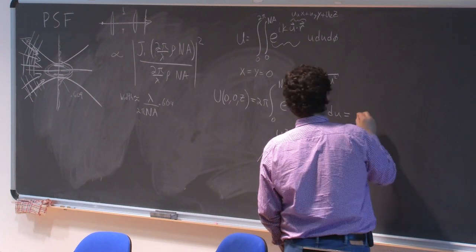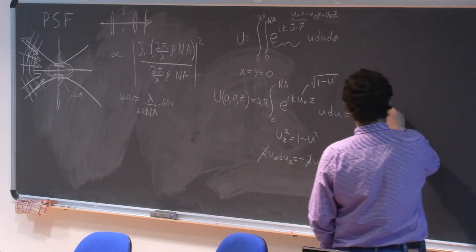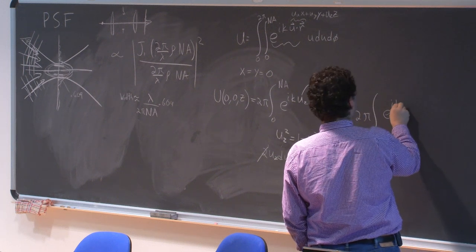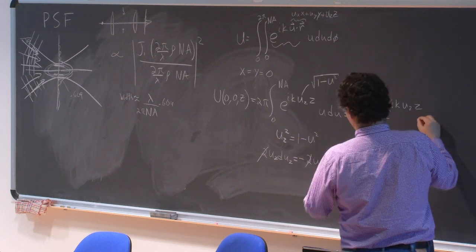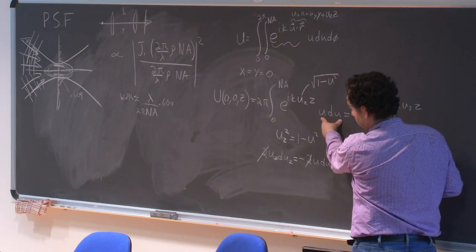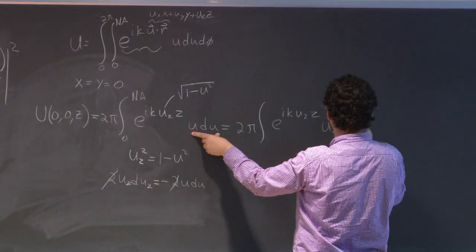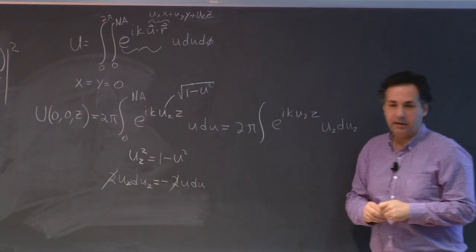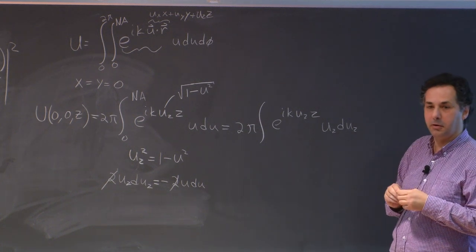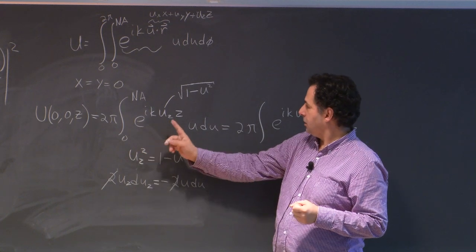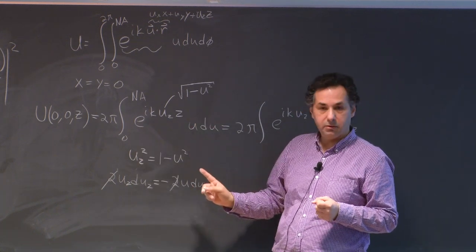So I can turn this into an integral of e to the i k u_z dz. And this u du is the same as u_z du_z. And that's a pretty simple integral. It goes from where to where? When u is 0, u_z is 1.